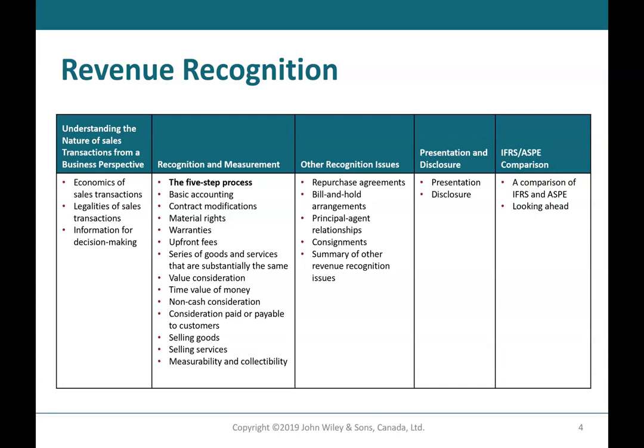Other recognition issues: repurchase agreements, bill and hold arrangements, principal-agent relationships, consignments, summary of other revenue recognition issues. Presentation and disclosure: presentation, disclosure. IFRS ASPE comparison: a comparison of IFRS and ASPE, looking ahead.